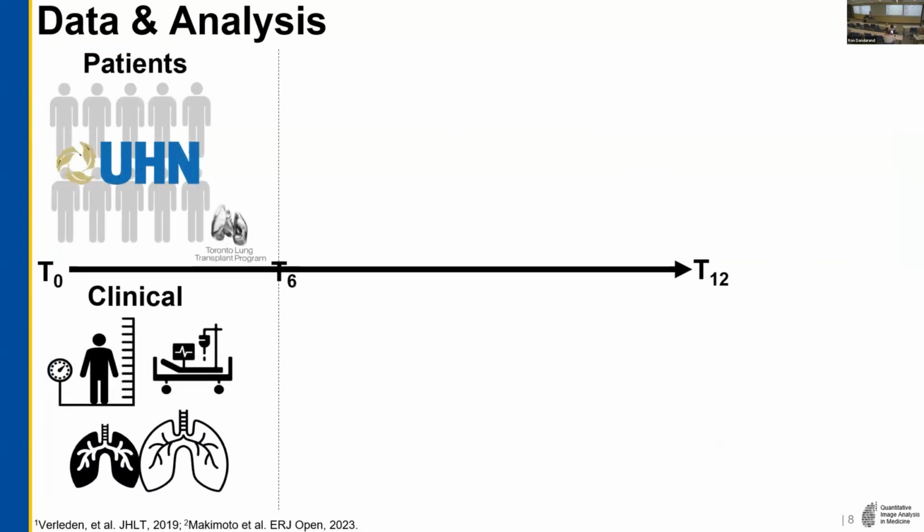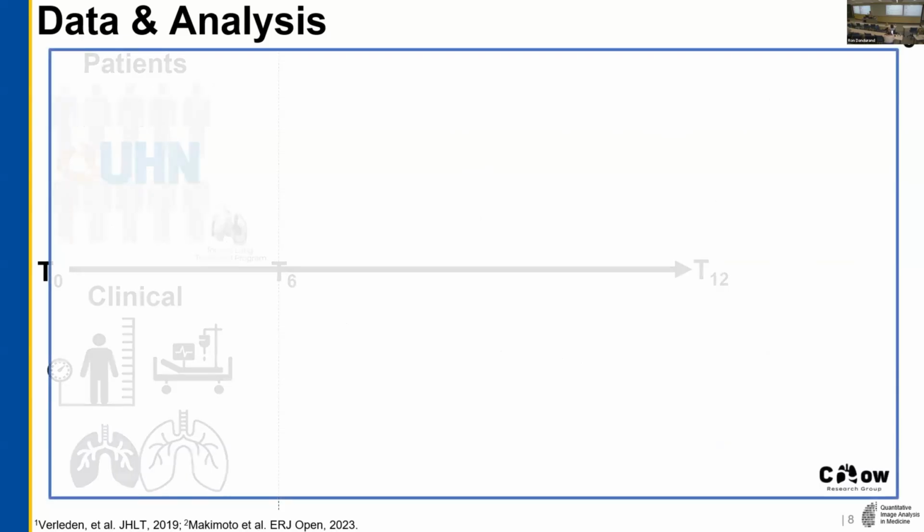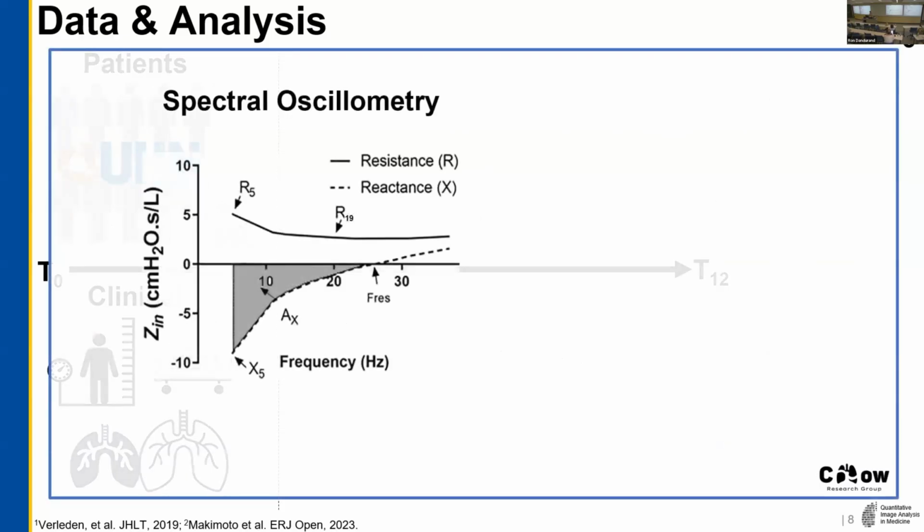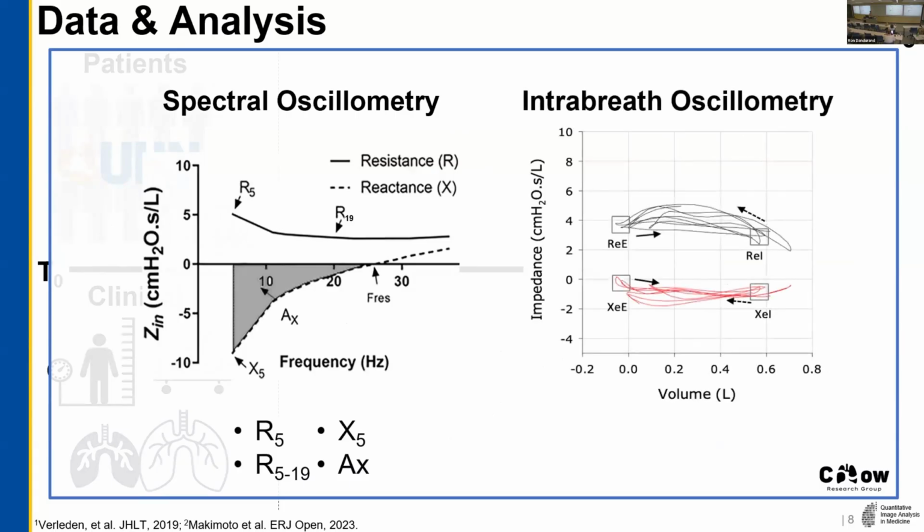At that 6-month time point, the Chow research group at Toronto General extracted spectral oscillometry, and you guys are experts in this, so the common R5, the difference between R5 and R19, X5 and AX. But they also extracted intra-breath oscillometry, so the end-inspiration and end-expiration counterparts to these measurements.